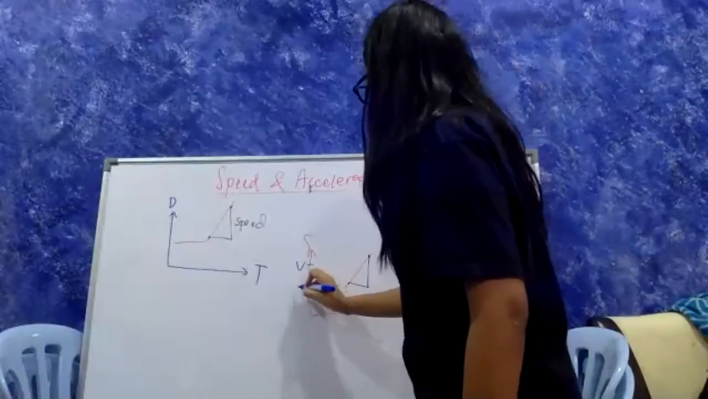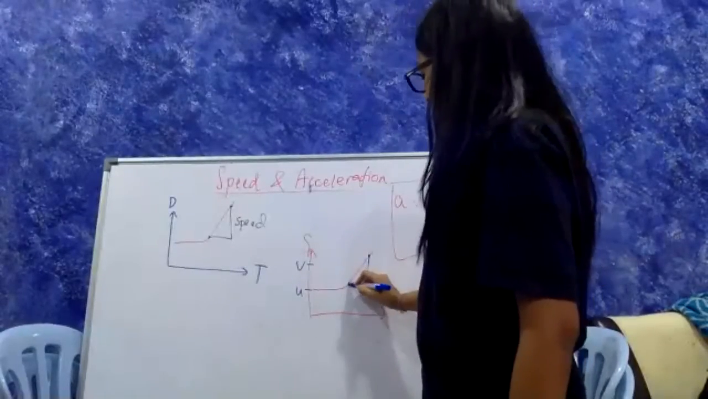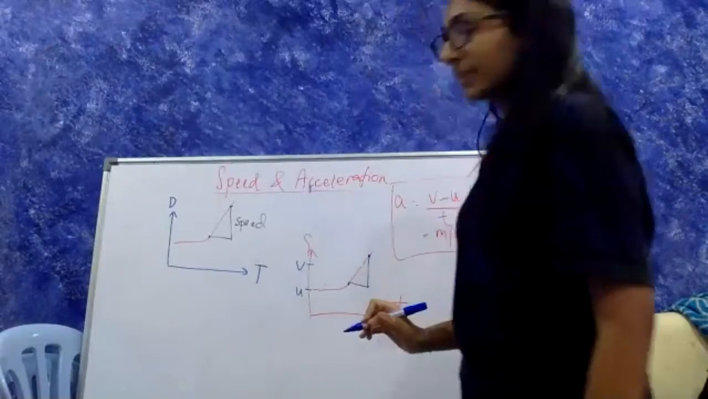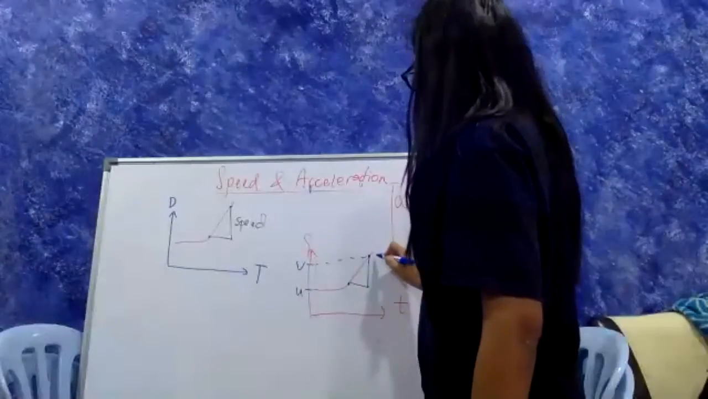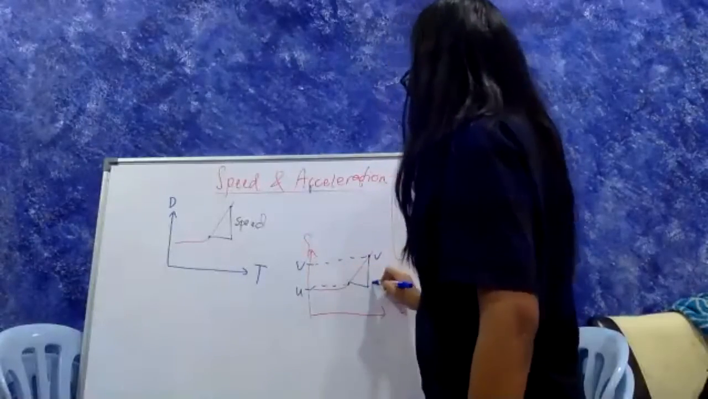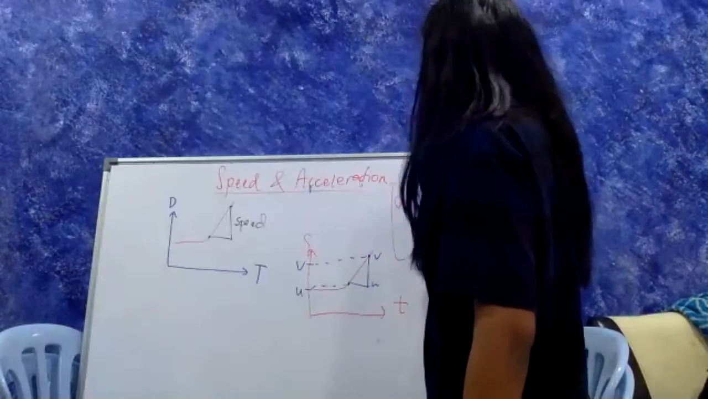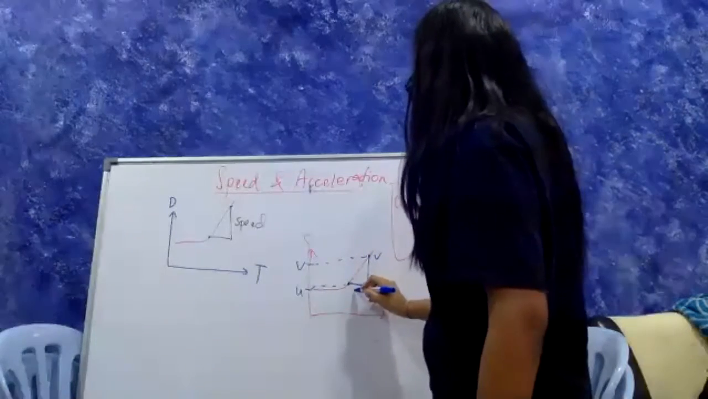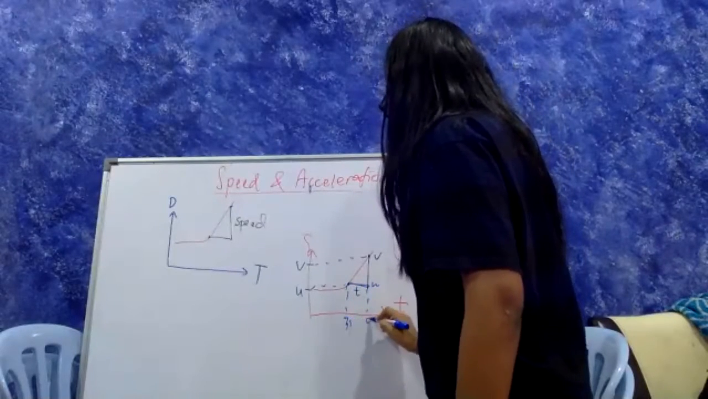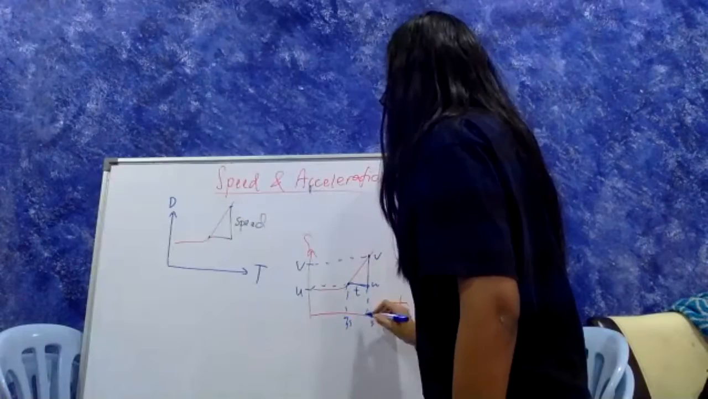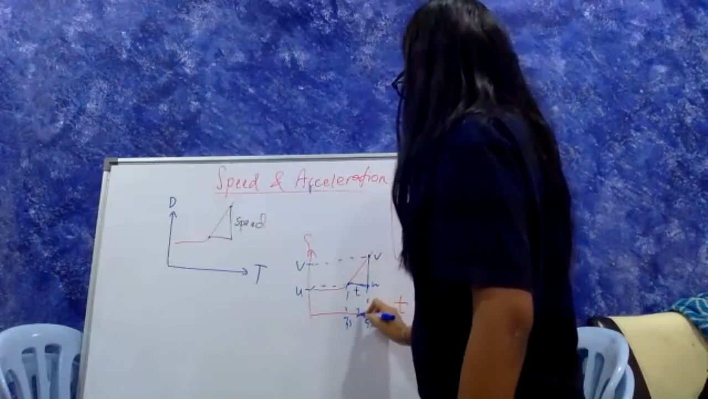Because let's say I have a velocity here. My starting velocity is here, my ending velocity is here. So this will be my V value, this will be my U value. So V minus U divided by the time. This is 3 seconds and then 5 seconds. So my time is 5 minus 3, 2 seconds.